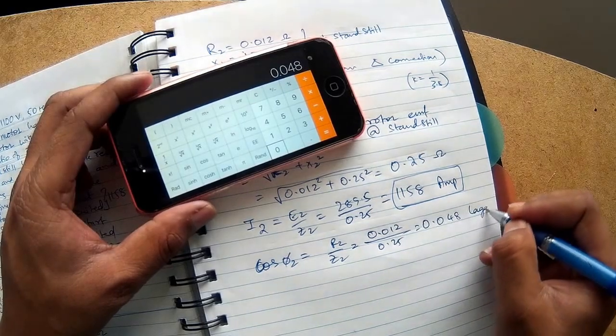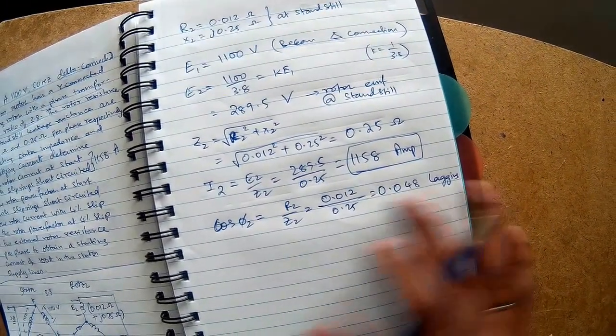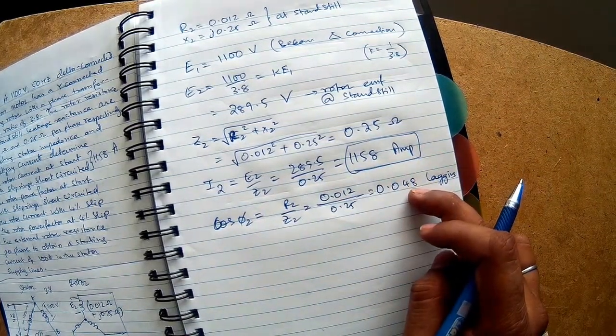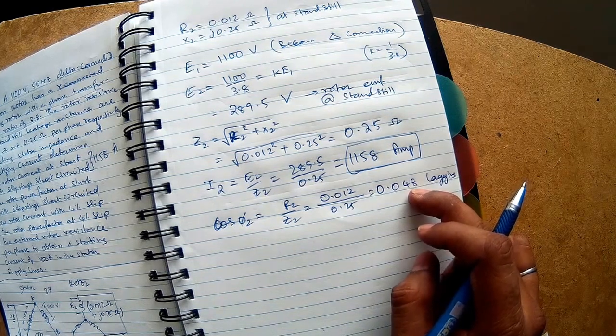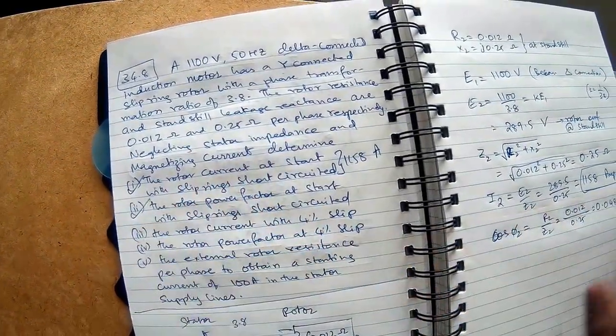This is lagging power factor. So this is again the power factor is quite low. Okay. Even though there is a high current, because the power factor is low, resultant torque at the starting will be not as high as it can. Okay. So the maximum torque will be somewhat at a different value.